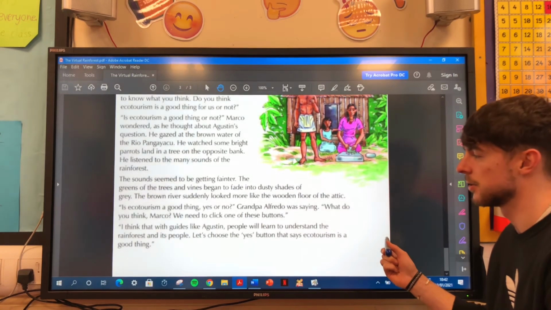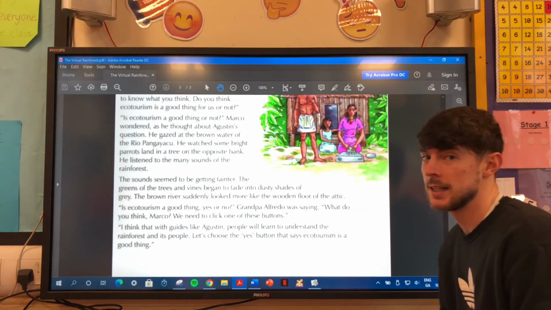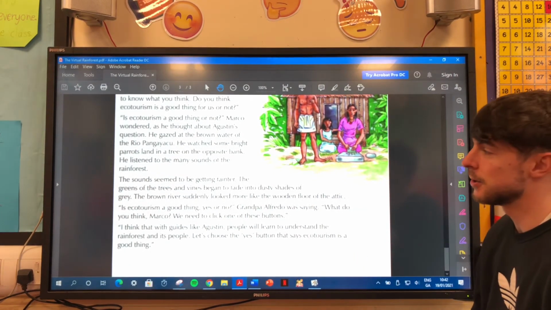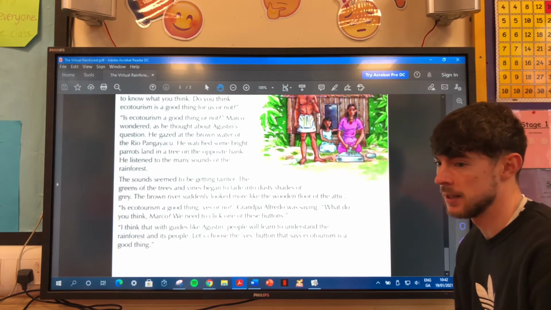Okay, and that's our story. So do you think ecotourism is a good thing? They had a lot of positives there, but there were a lot of negatives as well.